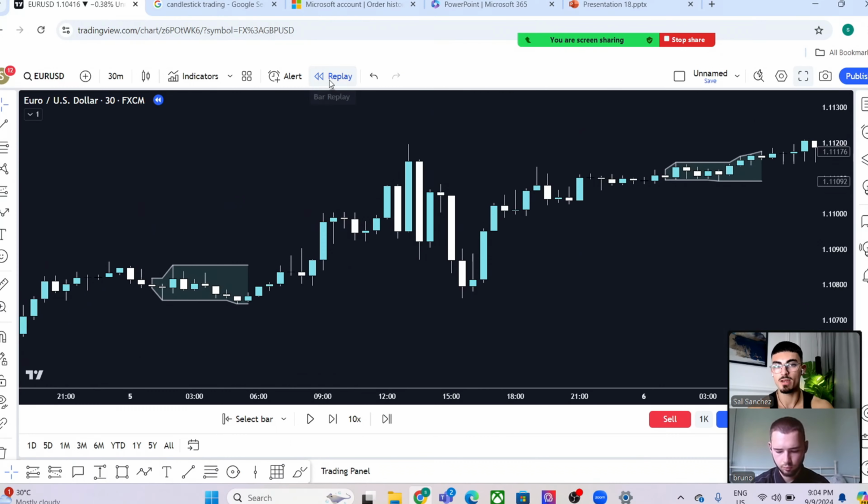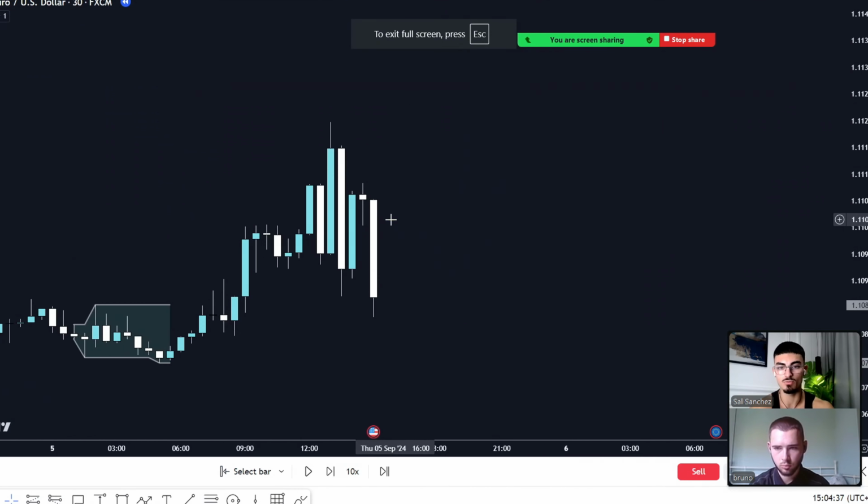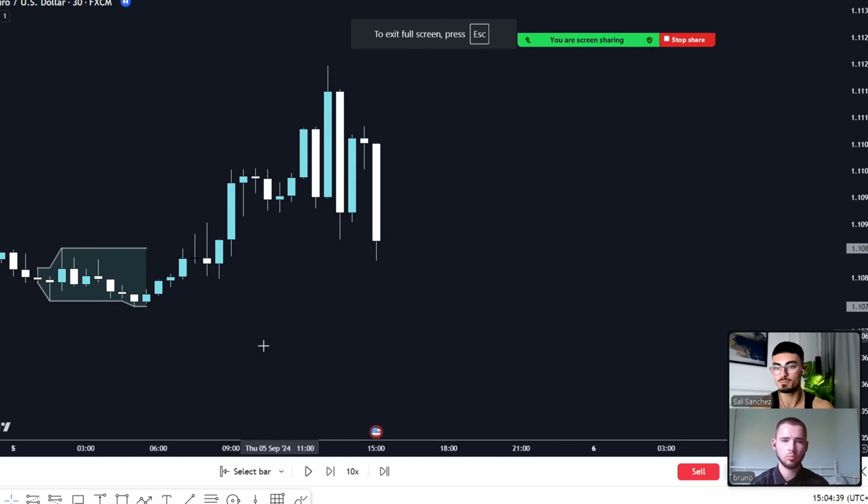I will replay my charts to a bearish candle now, so a white candle on my charts, and it's probably going to be a red candle for you or anyone watching.